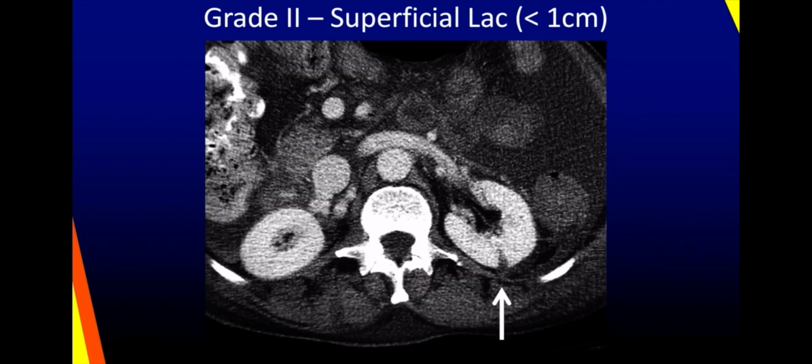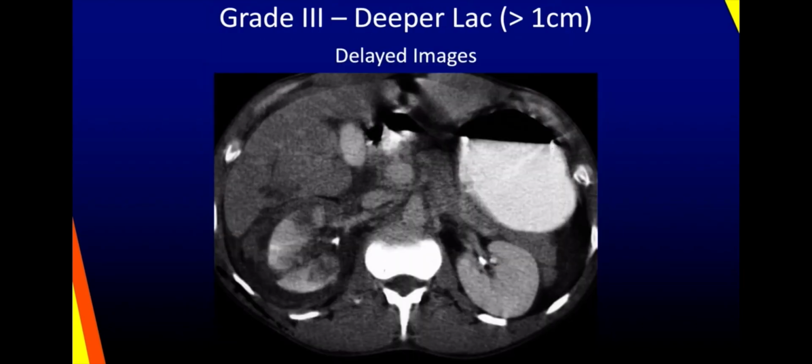A grade 2 injury is a superficial laceration defined as less than 1 centimeter, while a grade 3 injury consists of a deeper laceration greater than 1 centimeter. Notice that I'm showing you the delayed images here to show you that it's a deeper laceration but without urinary extravasation.